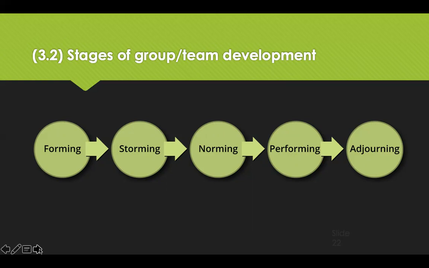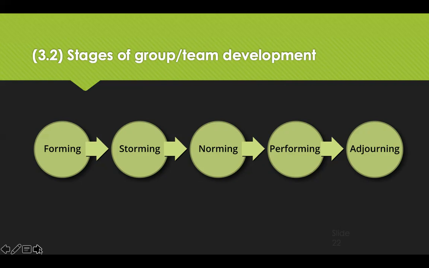Norming is where the codes of conduct and norms are accepted and group behaviour has become established and the team starts working together as a group. Performing is where group members begin to work together effectively in purposeful endeavours with a focus on performance outcomes and goal achievement. And then finally, adjourning, the period in which the group disbands.